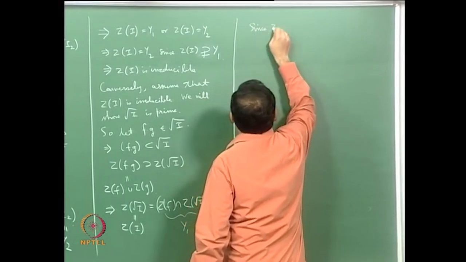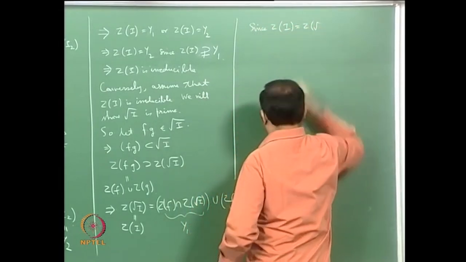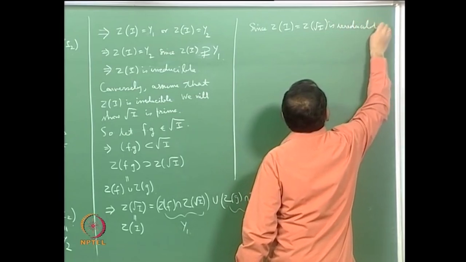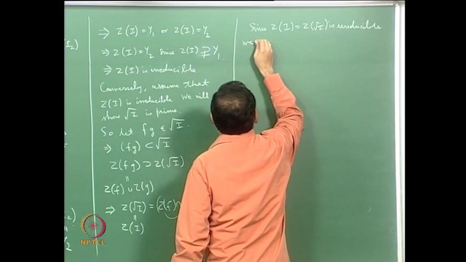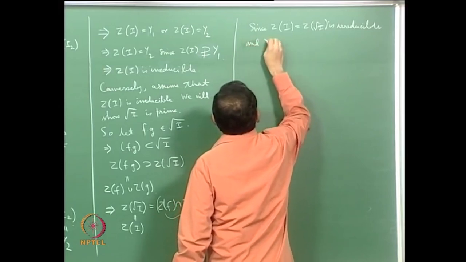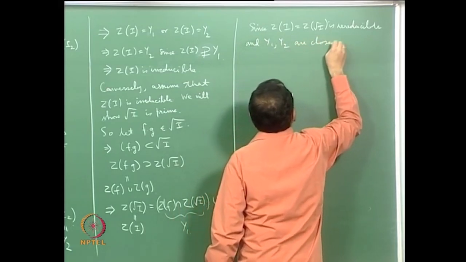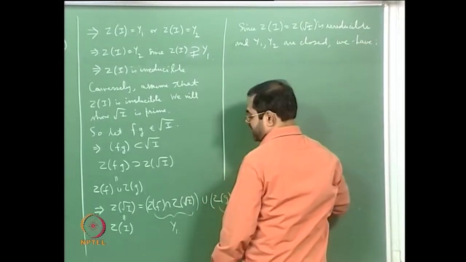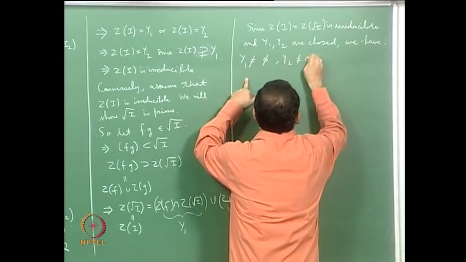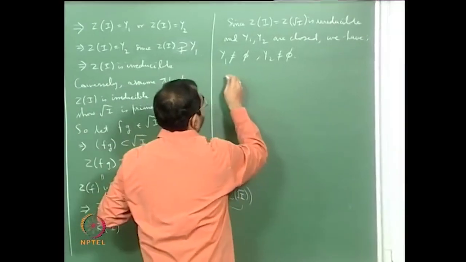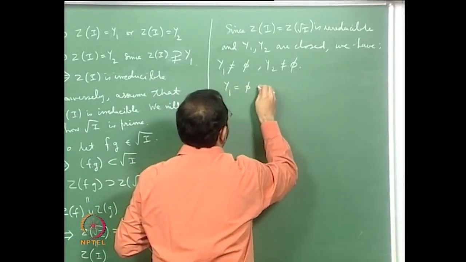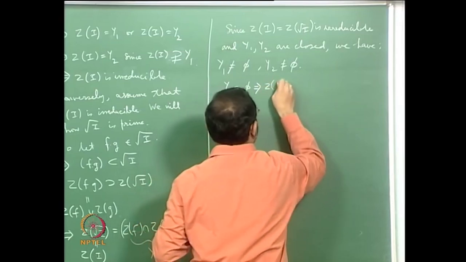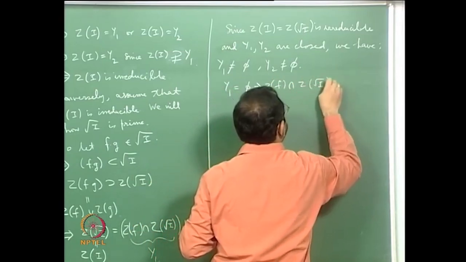Since Z of I equal to Z of rad I is irreducible, and y1, y2 are closed, we have the following possibilities. So I want to say y1 is non-empty, y2 is non-empty. Okay, so let's write down: if y1 is empty, that will imply that Z of f intersection Z of rad I is empty.